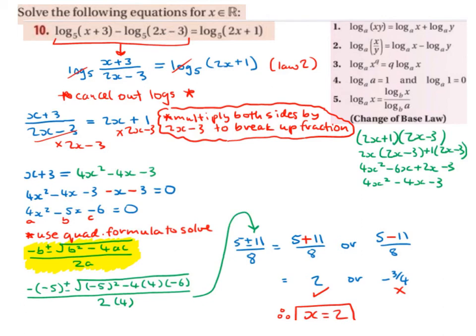So I'm going to break it up to have one plus and one minus. So I've got 5 plus 11 divided by 8 is going to give me 2. And 5 minus 11 divided by 8 is going to give me minus 3 over 4.